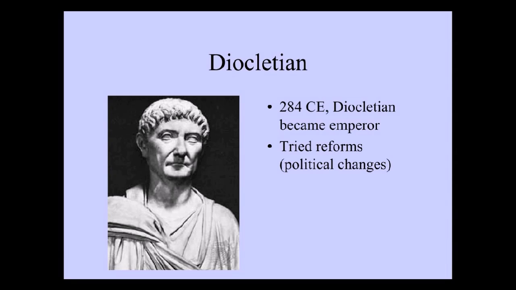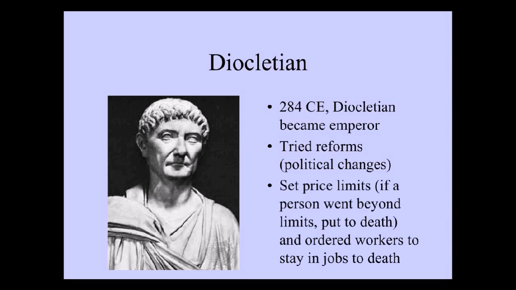In 284 CE, Diocletian becomes the emperor. Now he sees these problems that we've been talking about, and he thinks there's time for reform. They can do these political changes. They can fix these things. And so he tries to fix some of the economic problems first.